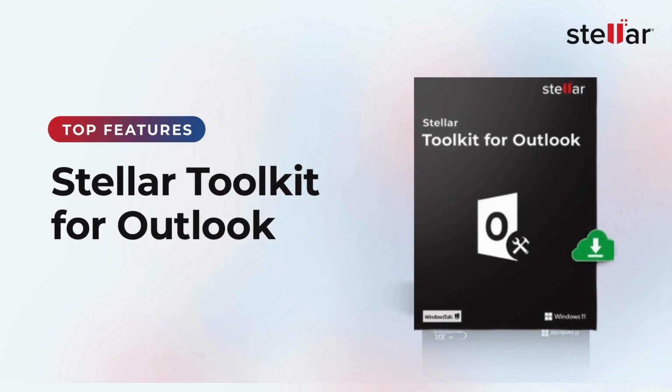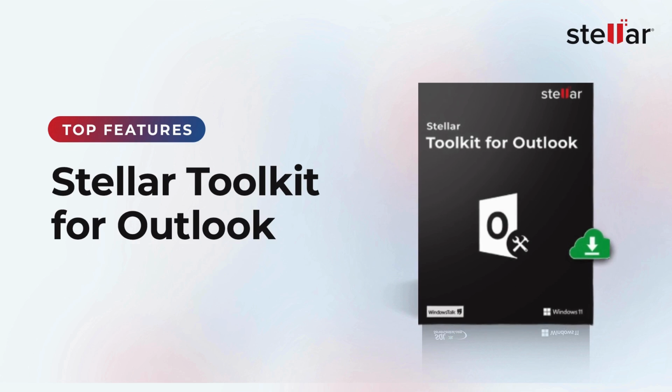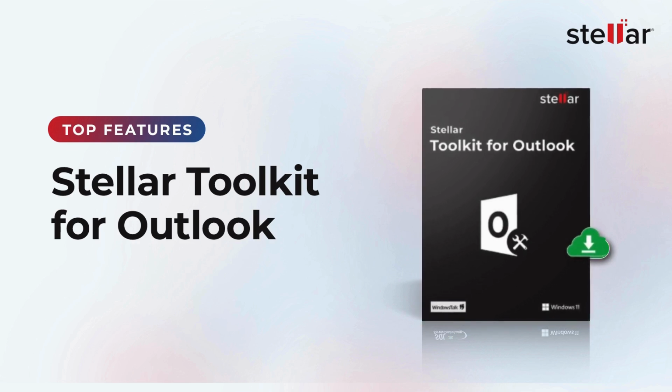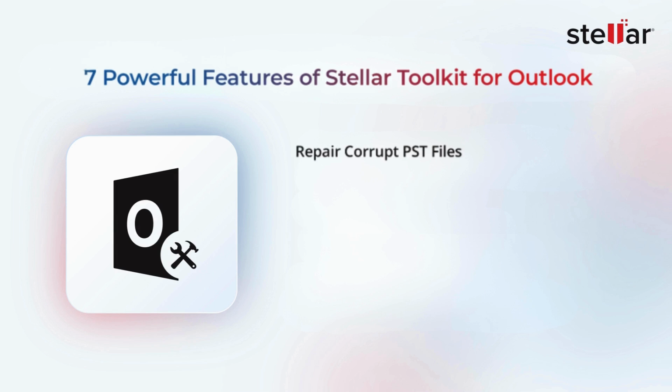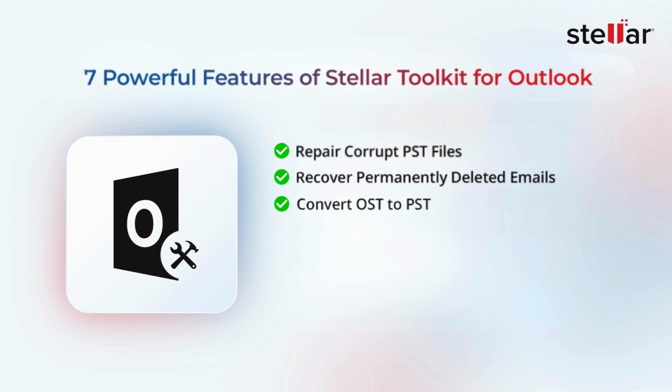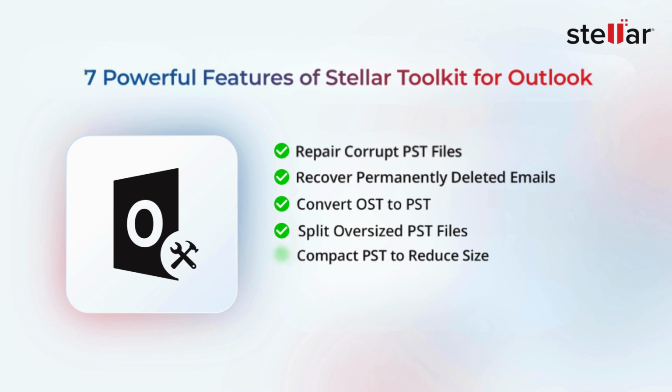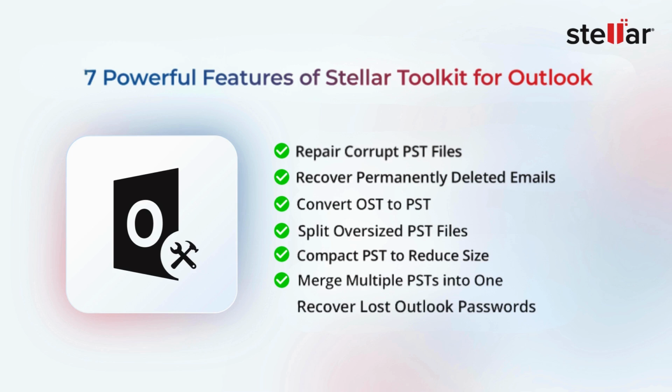Today, we're looking at Stellar Toolkit for Outlook, your all-in-one solution for repairing, recovering, and managing Outlook data. It comes with 7 powerful features. Number 1, repair corrupt PST files. Number 2, recover permanently deleted emails. Number 3, convert OST to PST. Number 4, split oversized PST files. Number 5, compact PST to reduce size. Number 6, merge multiple PSTs into one. And number 7, recover lost Outlook passwords.